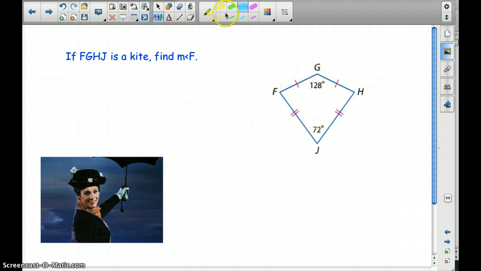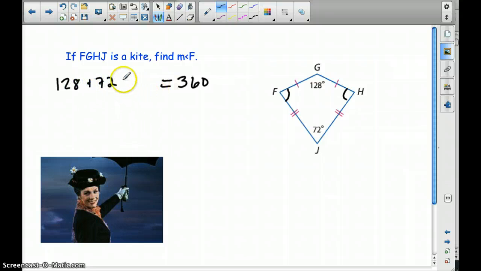What we can do here is we know a kite is a quadrilateral, and remember that the interior angles of a four-sided figure add up to 360. A kite has to have at least two congruent angles. If you notice, G and J are not congruent, so we can assume that F and H are congruent. So when we add 128 and 72, and we have these two angles which are the same, we can call them X. So we have 2X because they're the same. Go ahead and see if you can solve for X.